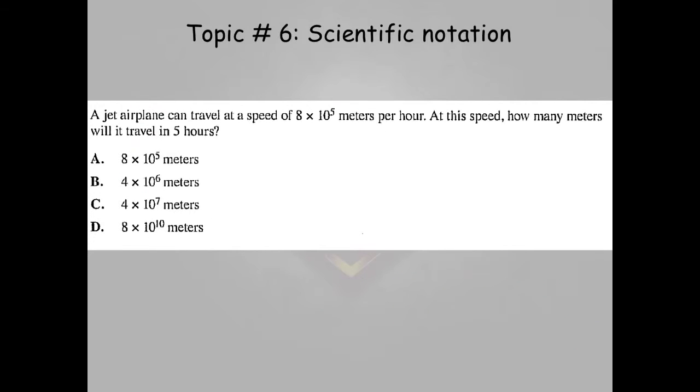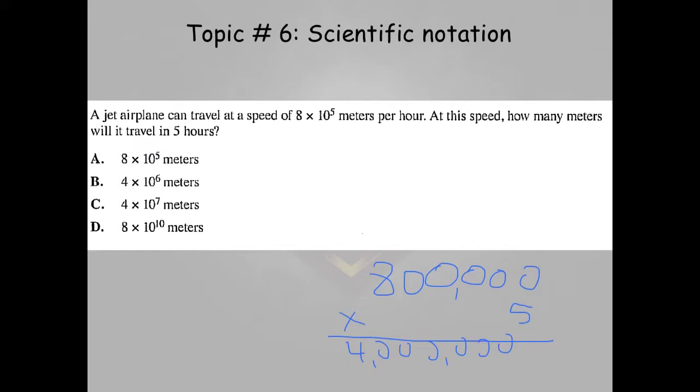Now it's your turn. Similar type of problem, solving something that's written in scientific notation. So I'll give you a second. Hit pause, read the problem, try to figure it out, choose an answer, and then we'll go back and check.